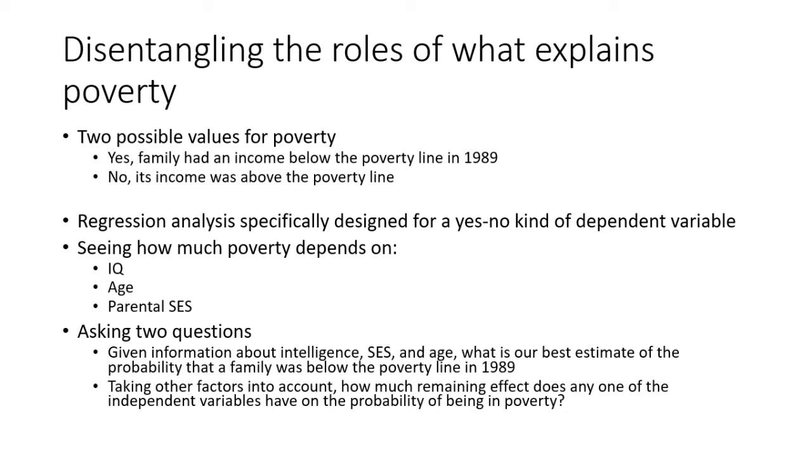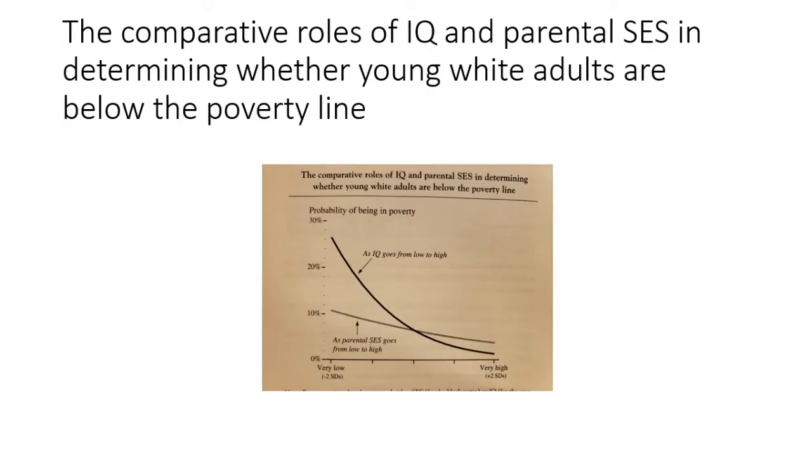And we're going to get our next chart here on the next slide. Boom. The comparative roles of IQ and parental SES in determining whether young white adults are below the poverty line. I'm sorry, I probably could have made this graph a little bit bigger so you guys can see, but we have 2 lines here. One of the lines represents IQ, and the other line represents parental socioeconomic status.